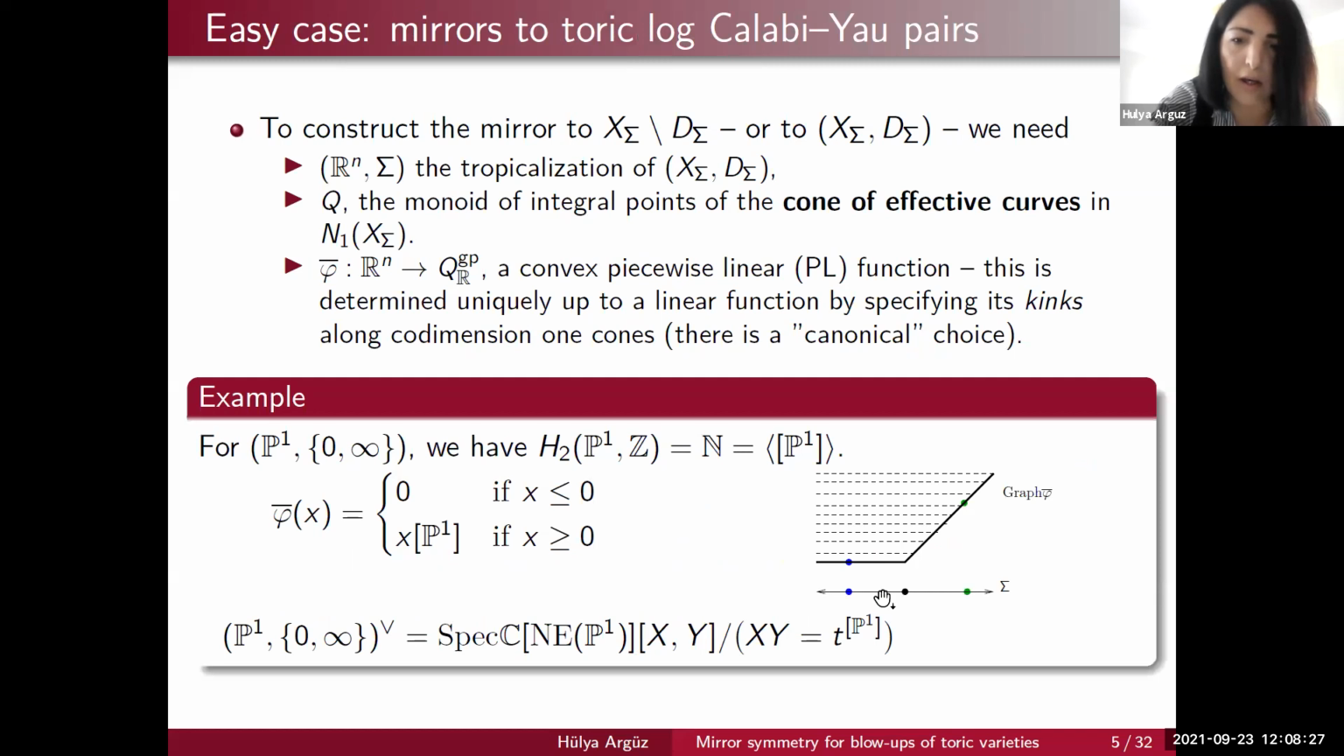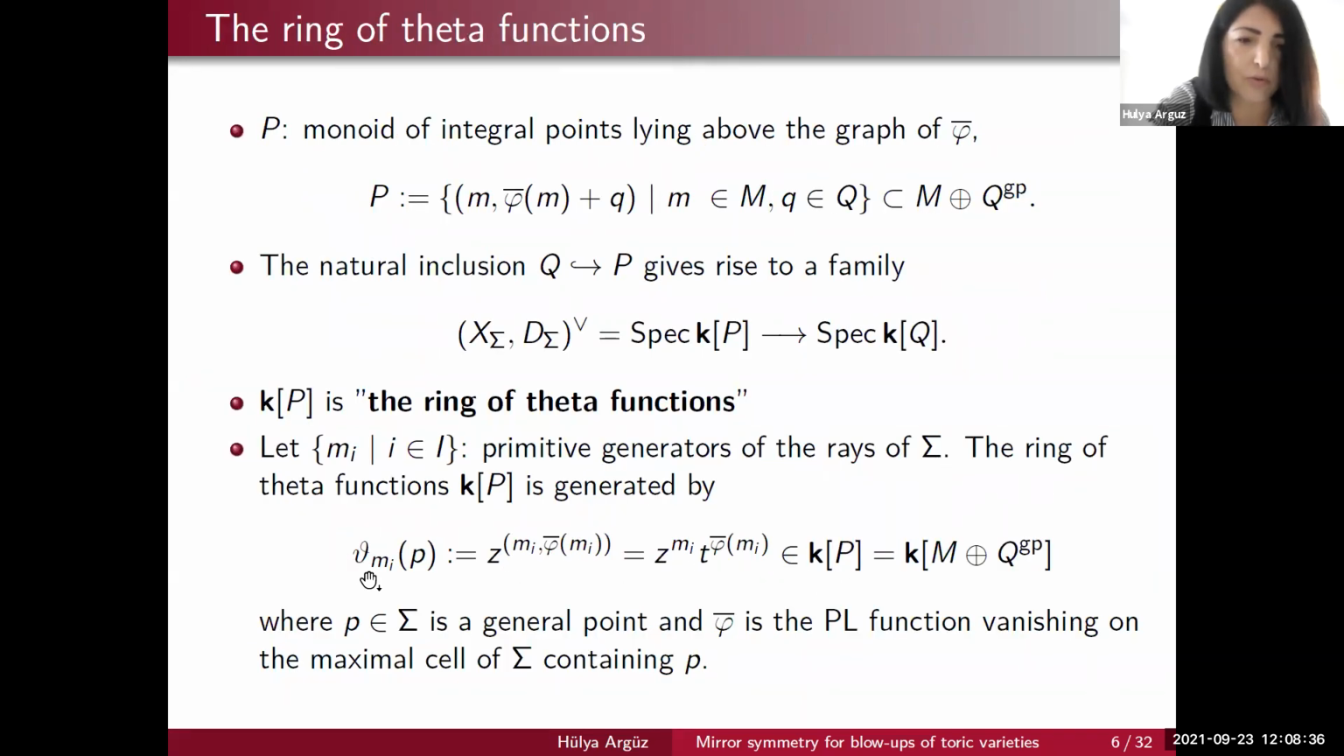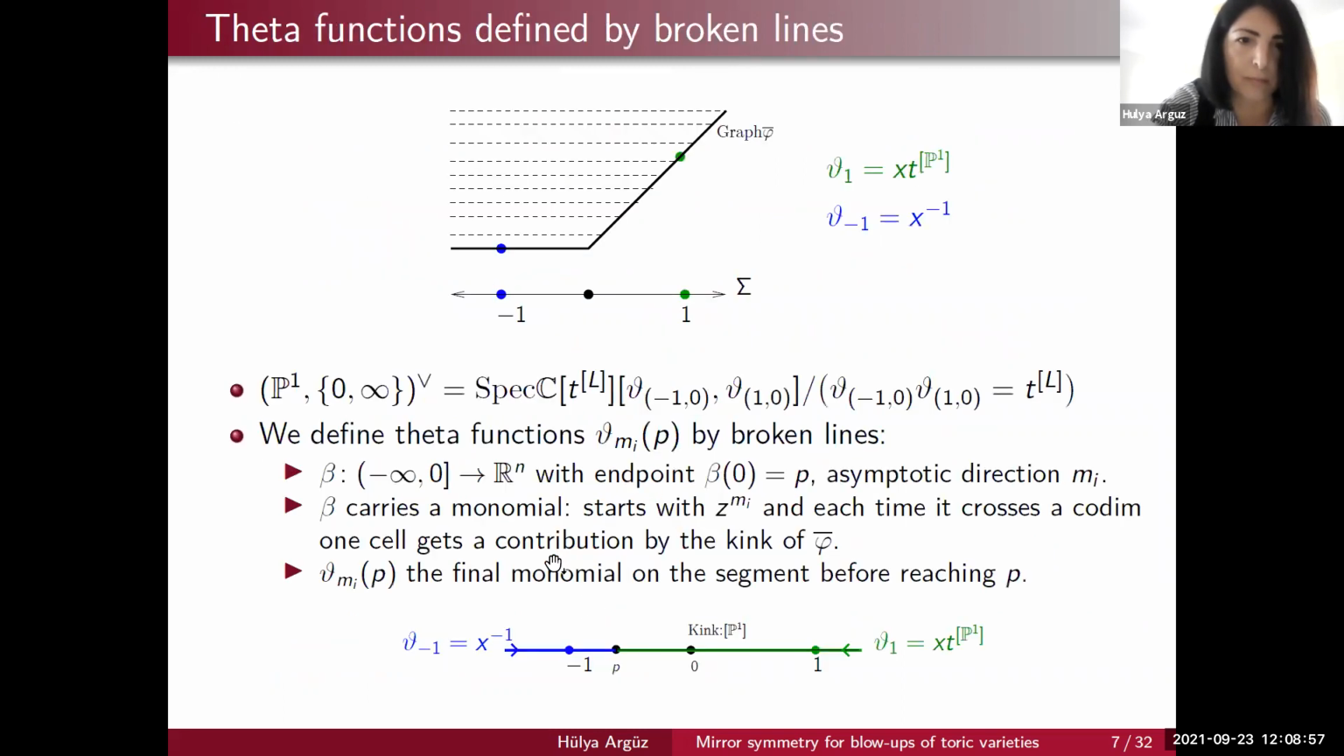So here I have two ray generators. My mirror family will be generated by two theta functions. And I write those theta functions as theta_{m_i,p} of this form, z to the m_i, my PL function valued at m_i. And there is a dependence on the point p. I fix a general point on a maximal cell, and I impose my PL function to vanish on the maximal cell containing that point, and that way I ensure I get a unique PL function.